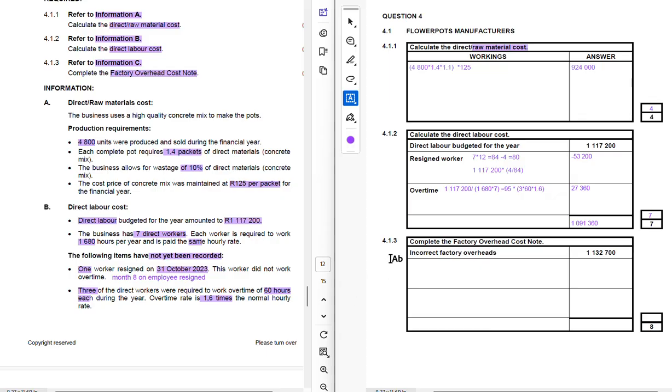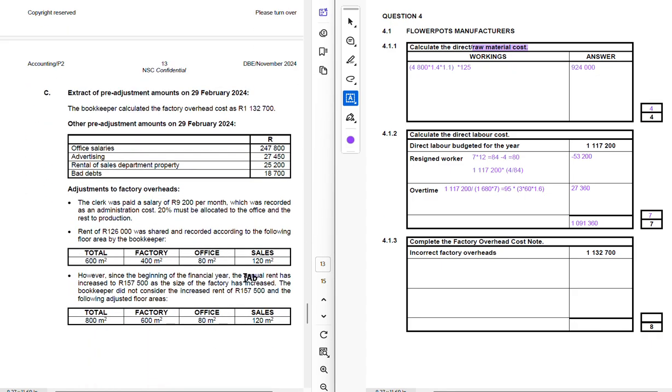Now we're going to look at 1.1.3. It required us to complete the factory overhead cost note. Now let us see the information we have been provided, in order to gain a better understanding of what is happening. Extract of pre-adjustment amounts on 29 February 2024, which is the year end of the company. The bookkeeper calculated factory overhead cost of 1,132,700.